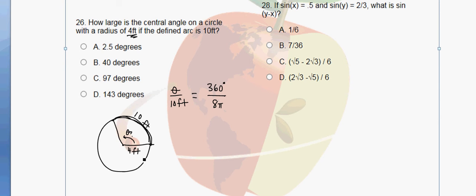And you didn't have to use the full circle. You could have said is to 180 over 4 pi, because that would be half of the circle is to half of the circle. But anyway, this is a very easy proportion to solve.